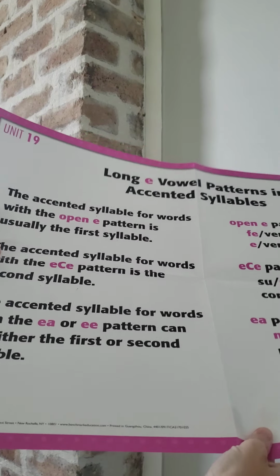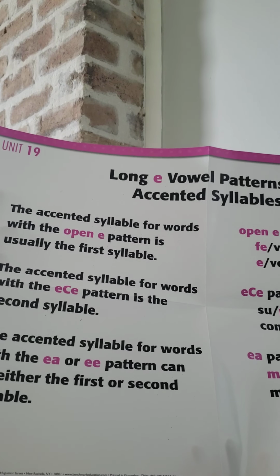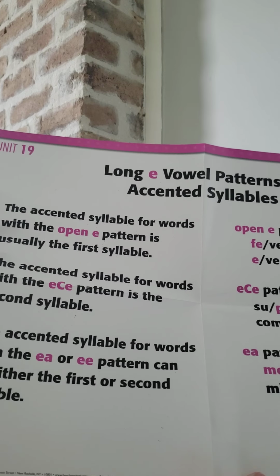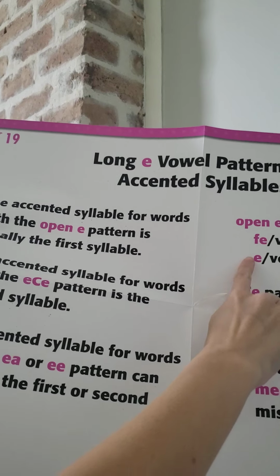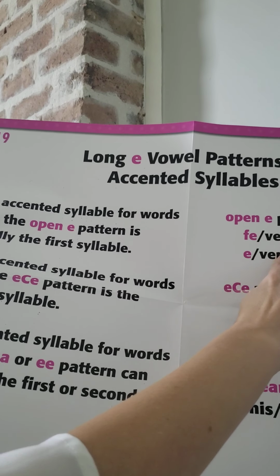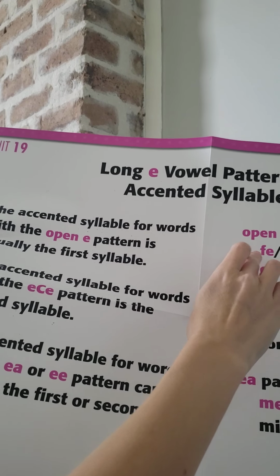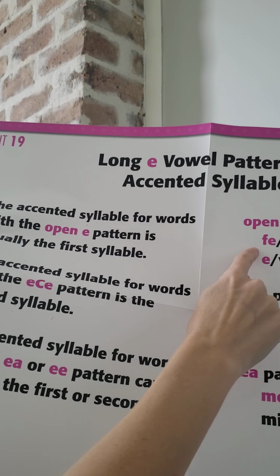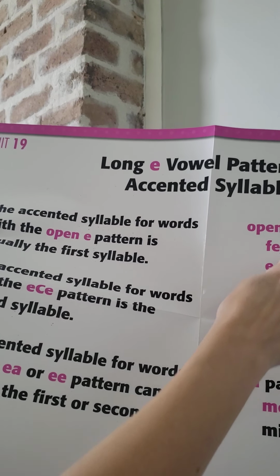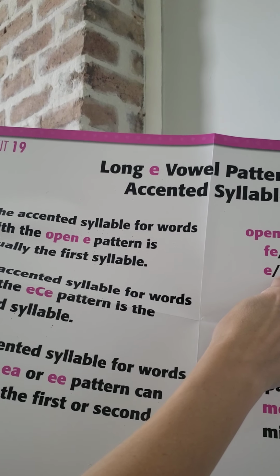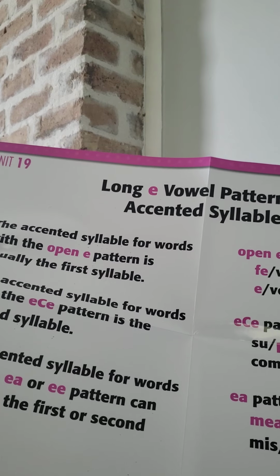Okay, so the accented syllable for words with the open E pattern is usually in the first syllable. So our open E pattern words that we have here are fever, and even. Do you hear that long E in these first two syllables? Even though these words still have an E in that second syllable, that is not where the accented E is, so make sure you're listening closely for that long E sound.